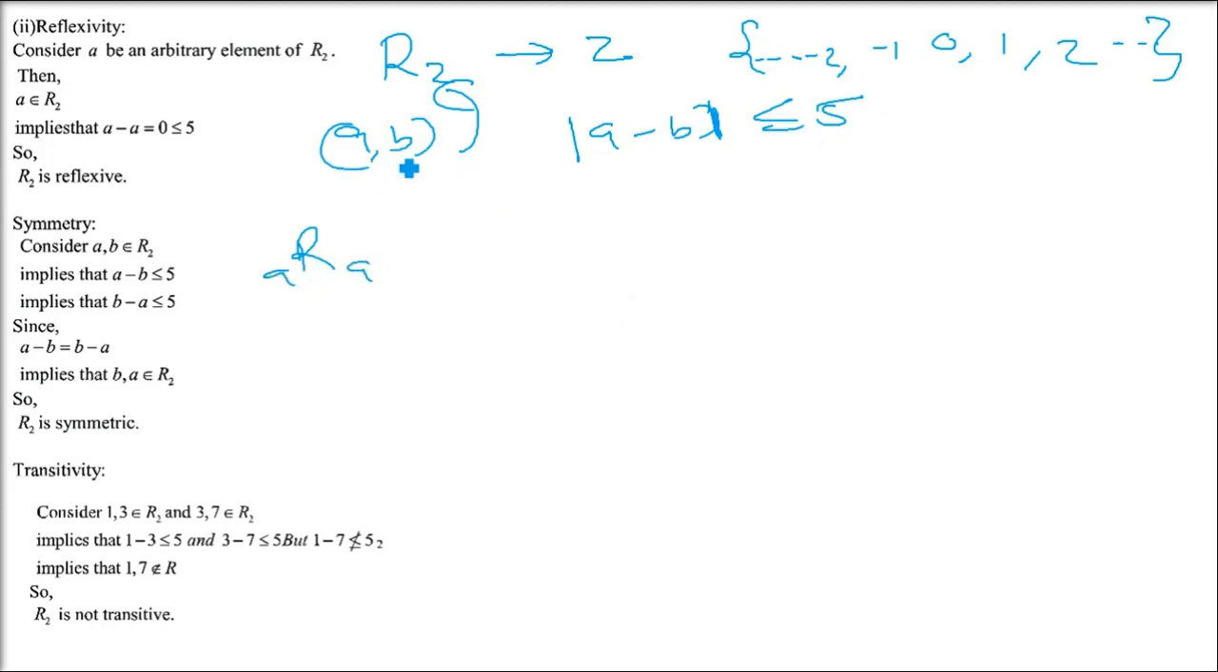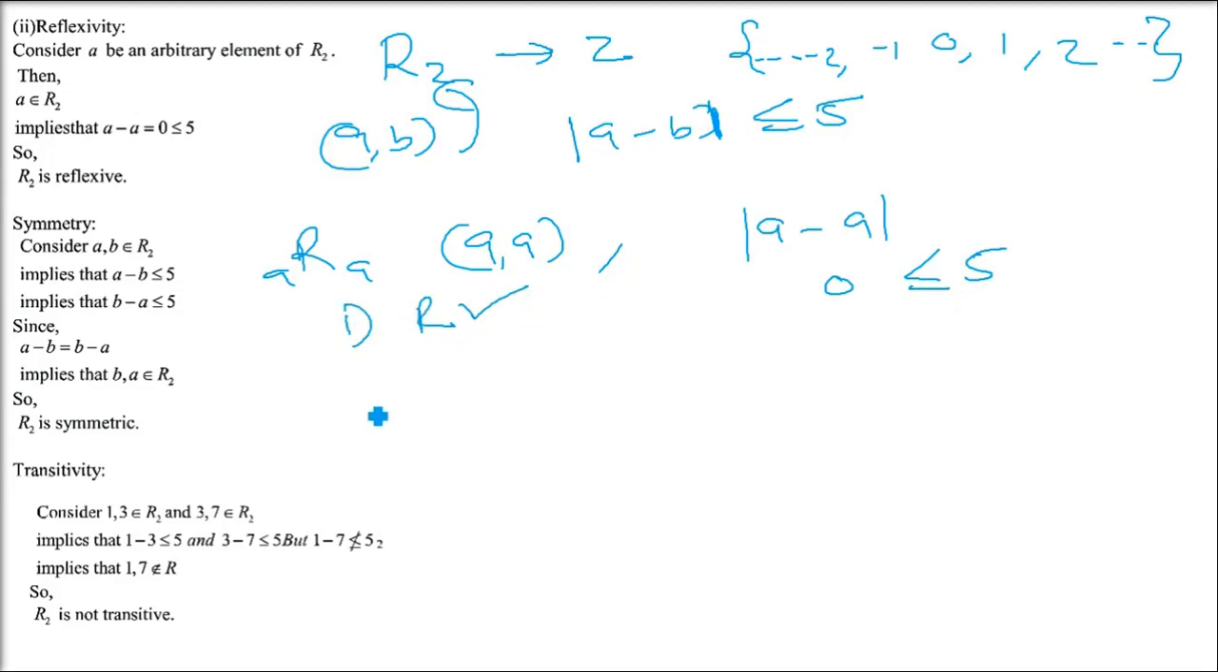So reflexive is A related to A. Just put B as A, as I said. In reflexive and symmetric it's quite easy because in the relation you just put B as A. So A minus A, mod of A minus A is 0. 0 is less than or equal to 5. So this is reflexive. Now coming to symmetric. Now symmetric means what?